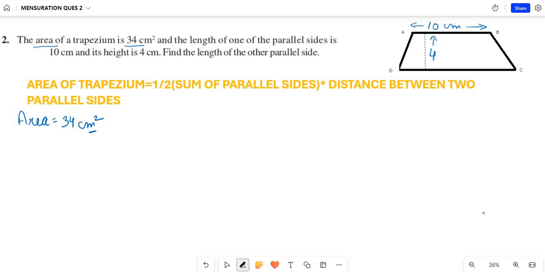It is 4 centimeter. Now make sure that whenever you draw any figure, you name the figure either in the clockwise direction or anti-clockwise direction. See A, B, C and D. Do not write that A here, B here, C here and D here. A can start from anywhere but it must be in a clockwise or anti-clockwise direction. So AB is equal to 10 centimeter and height is equal to 4 centimeter.